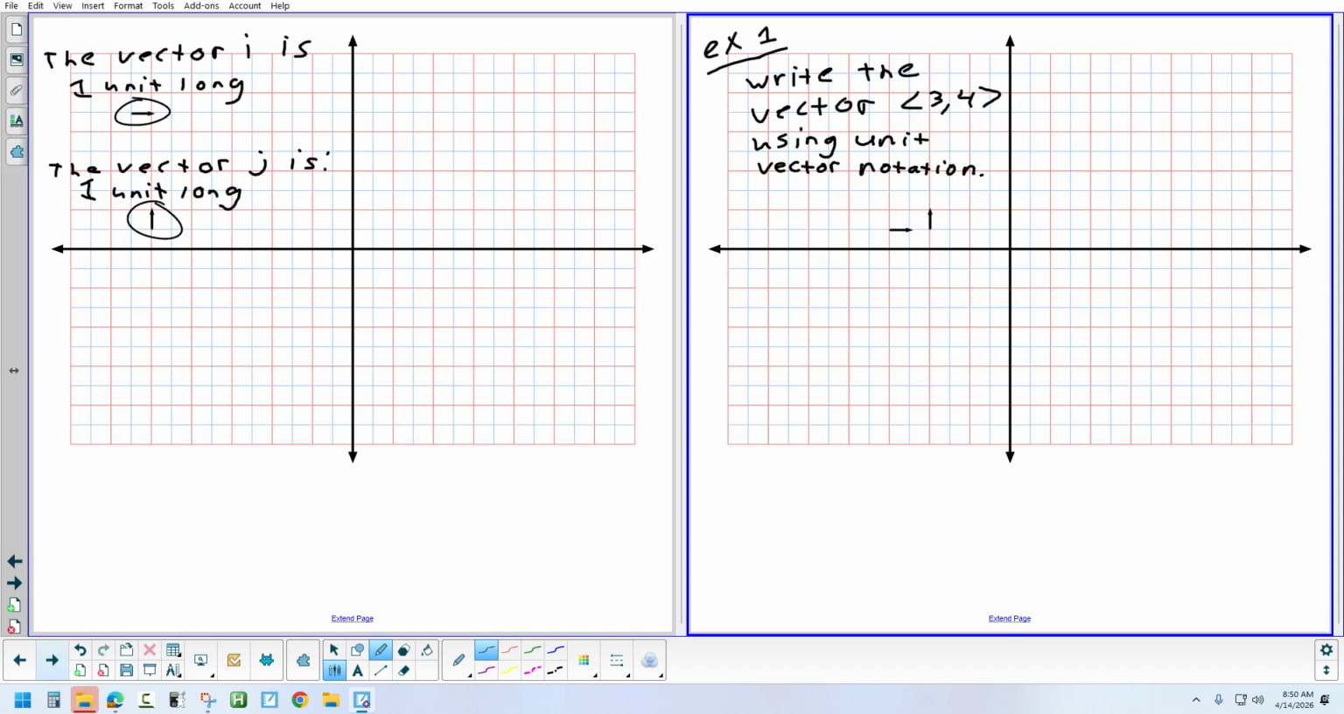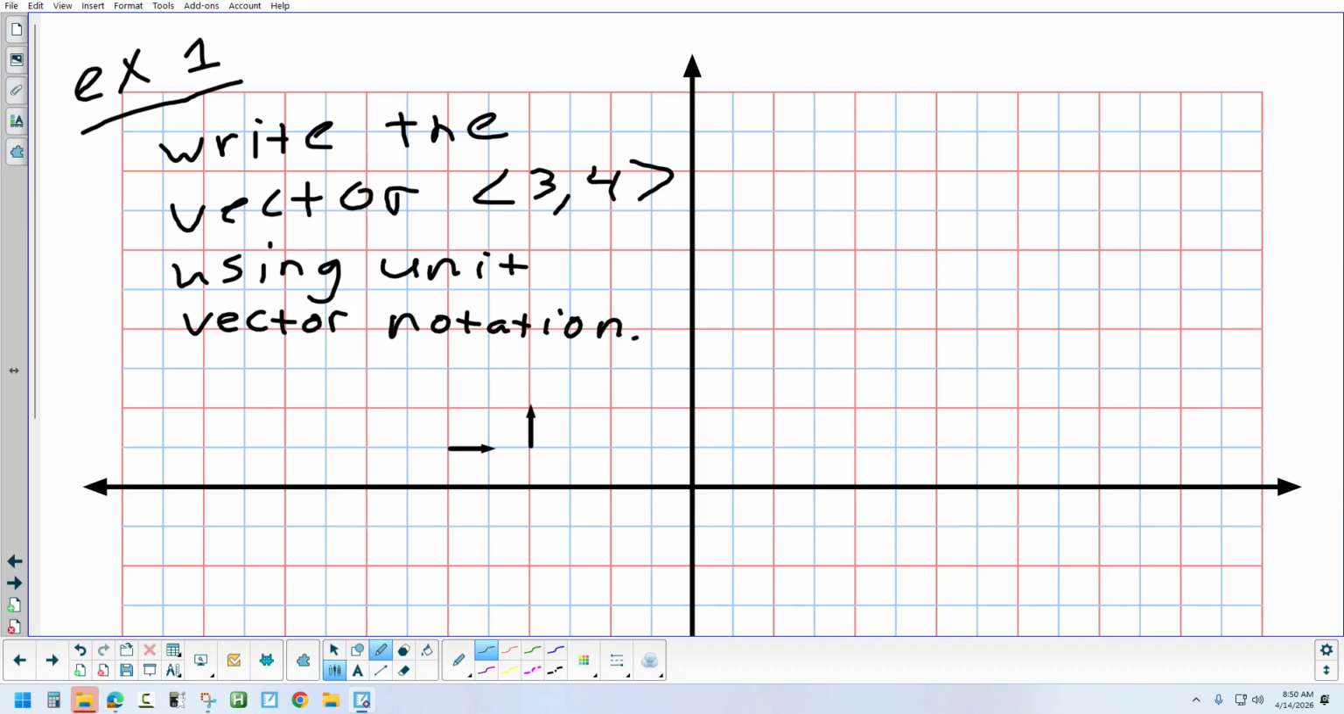All right. So we want to build the vector <3, 4>. What's the horizontal component of the vector <3, 4>? Yeah, 3. Okay, so we're going to start with that. We need to build something that has a horizontal length of 3. So for that, we're going to use our i's. And how many of the i's would we need to stack together to build something that's 3 units long?